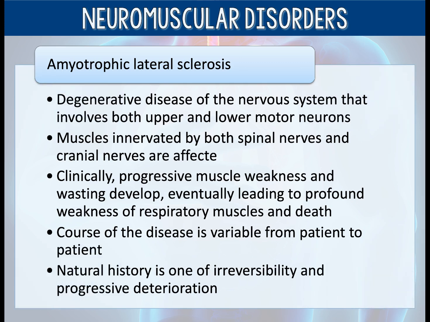Amyotrophic lateral sclerosis, also called Lou Gehrig's disease, is a degenerative disease of the nervous system. It involves both upper and lower motor neurons. Again, why does this matter? Because it is a clinically progressing muscle weakness and wasting that will at some point involve the respiratory system, eventually leading to weakness of the respiratory muscles, and it can lead to death, and does lead to death.